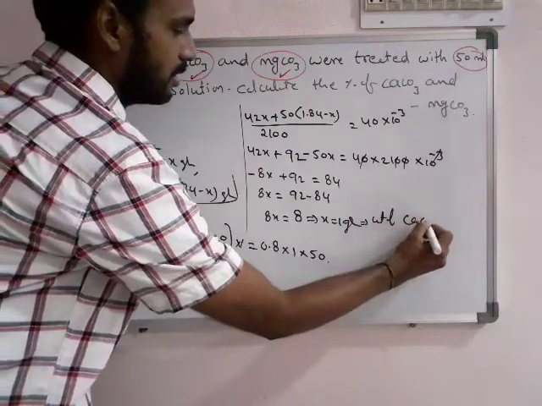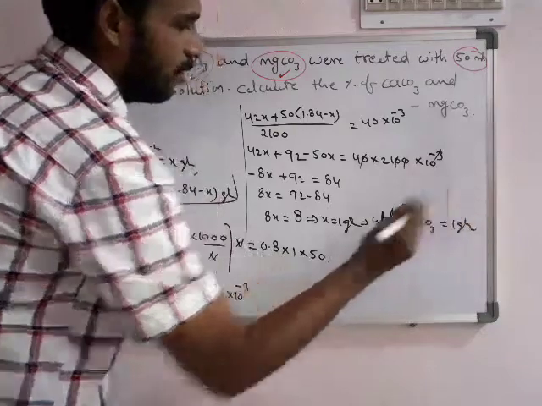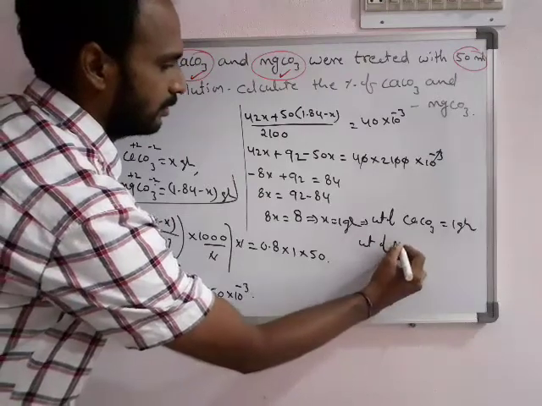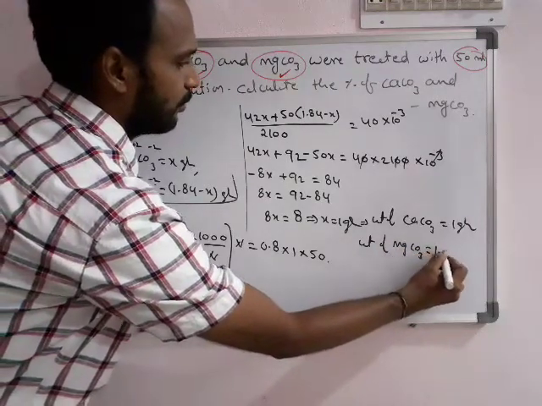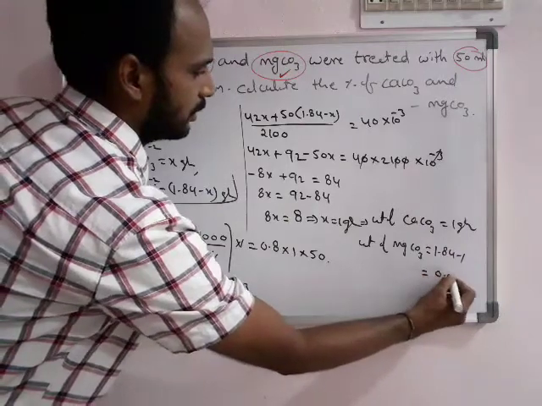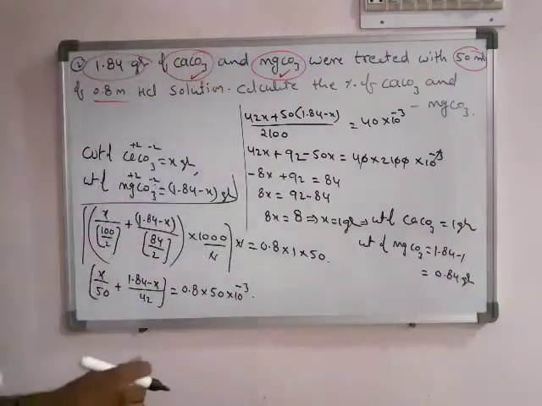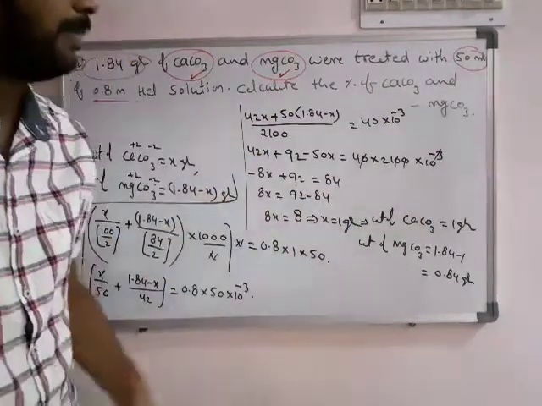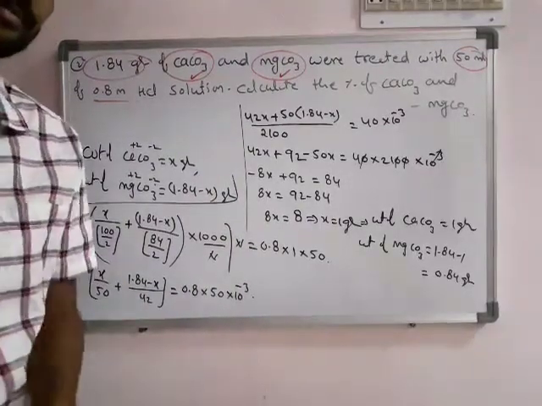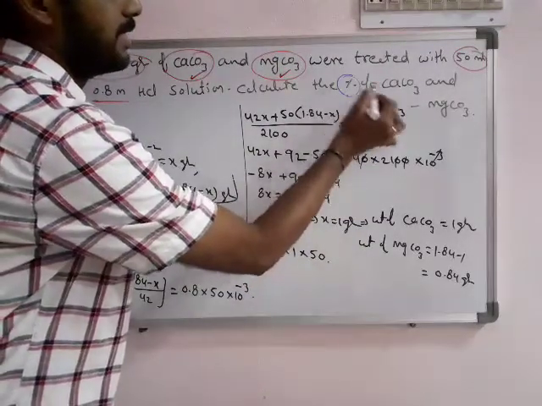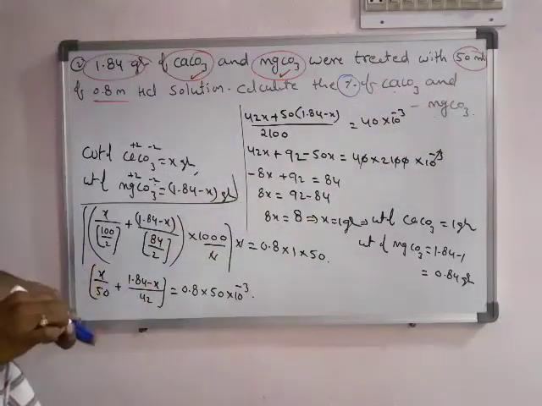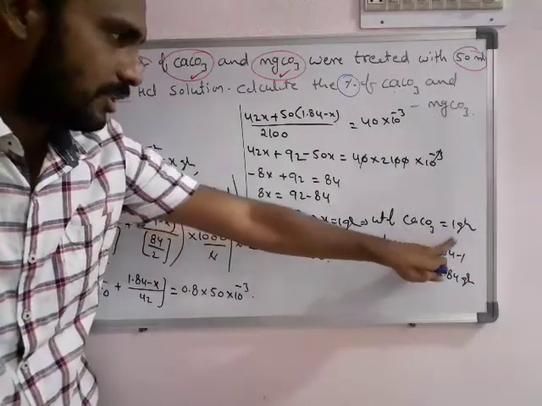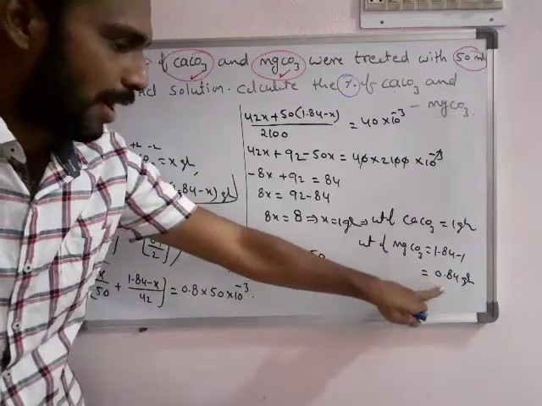The weight of CaCO3 is 1 gram. Okay, weight of CaCO3 is 1 gram, so the weight of MgCO3 is 1.84 minus 1, that is 0.84 gram. So these are the weights of CaCO3 and MgCO3. But in the problem, it is given that we need to calculate the percentage of CaCO3 and the percentage of MgCO3. Here at last you got that weight of CaCO3 is 1 gram, weight of MgCO3 is 0.84 gram.